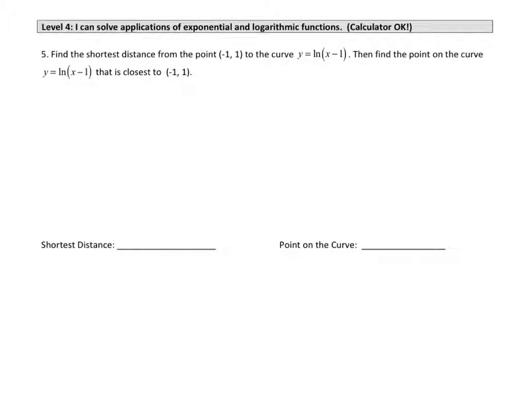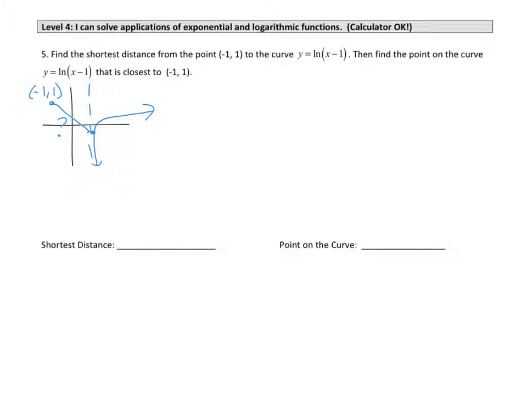You have a calculator for these. It's a calculator application, so if you don't know what the graph looks like, you can always graph it in your calculator. But we should know what the graph y equals natural log of x minus 1 looks like. It's a natural log graph shifted 1 to the right, so it looks kind of like that. And the point negative 1, 1 is somewhere over here. And we want the shortest distance from that point to the graph. So what is the shortest distance that could be?